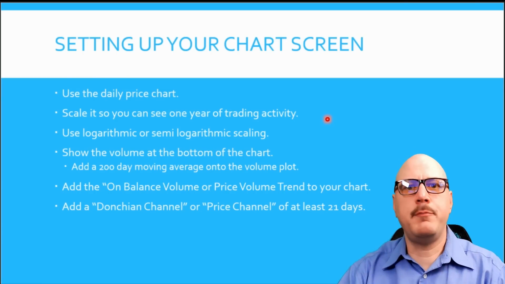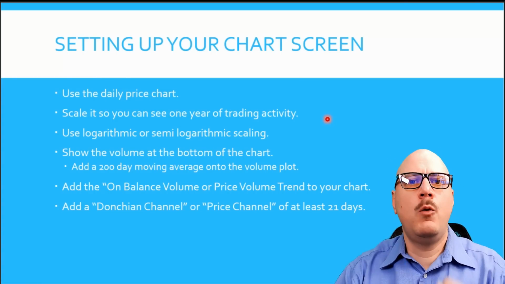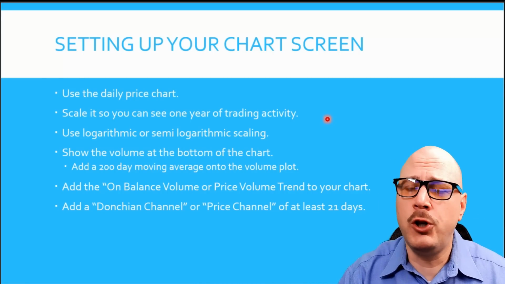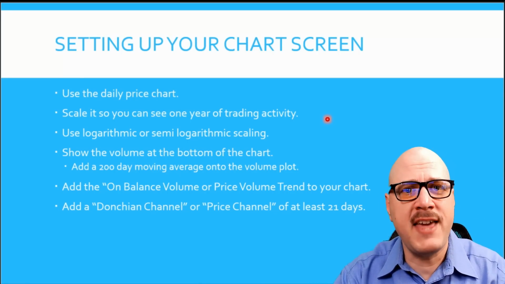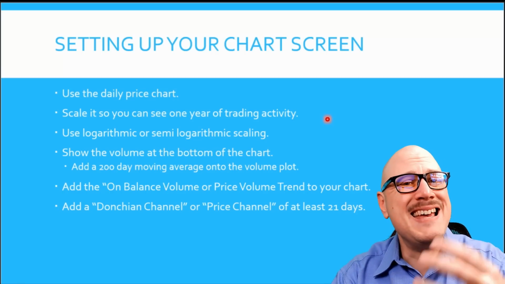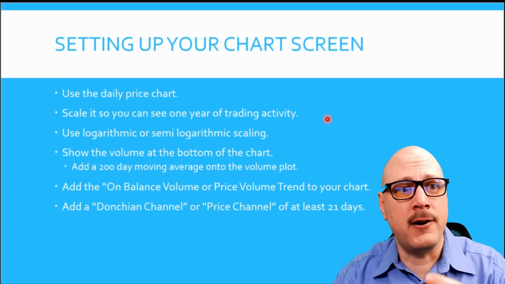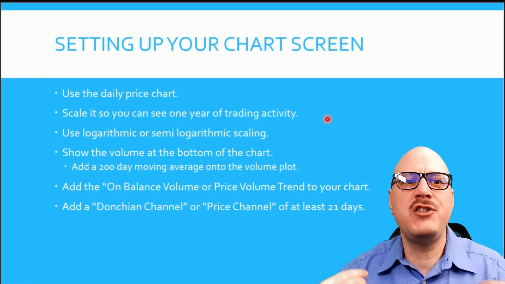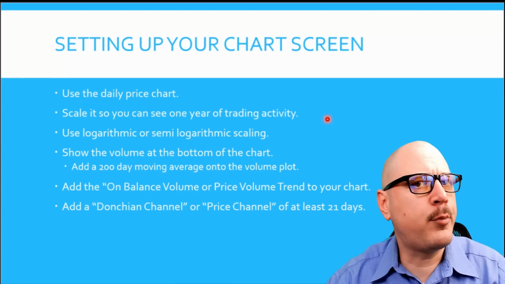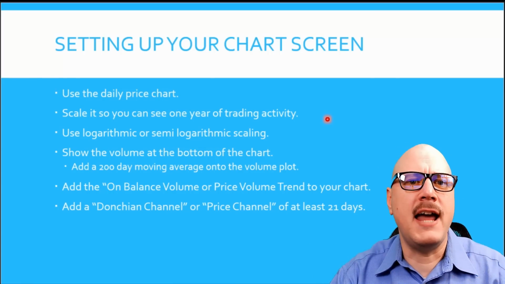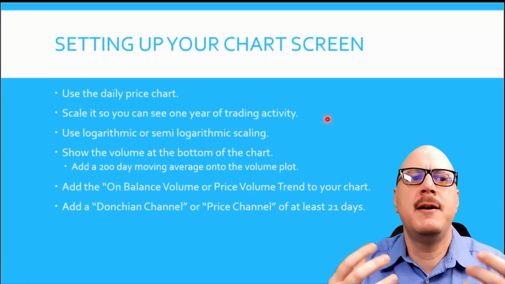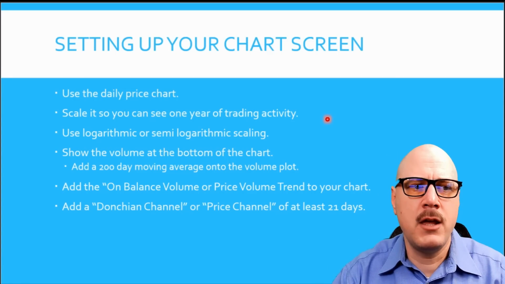Now let's talk about setting up your chart screen. We want to use a daily price chart. I also occasionally will look at weekly price charts, but most of the action that we're going to be able to trade is going to take place on the daily chart. You want to set your chart scale so you can see about a year of price activity, anywhere from 9 months to a year and a half. Depends on the charting program you use, but that's where you want to scale it.